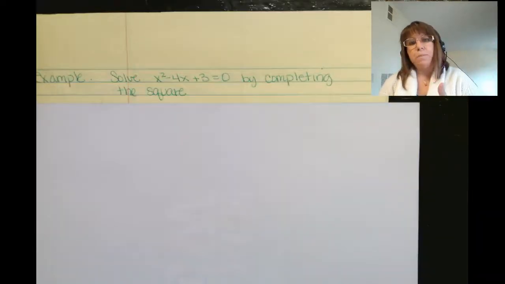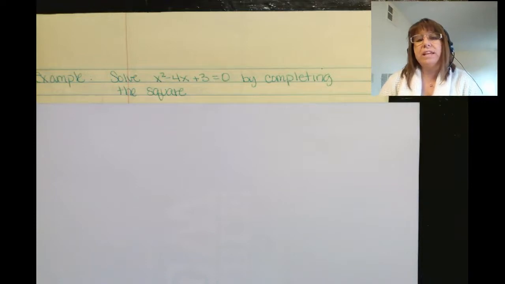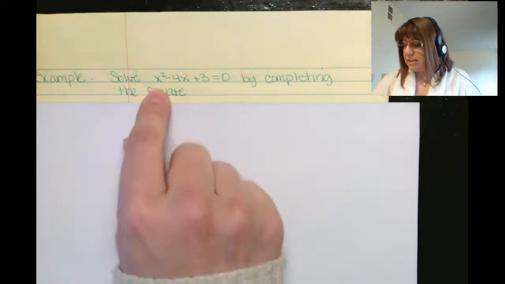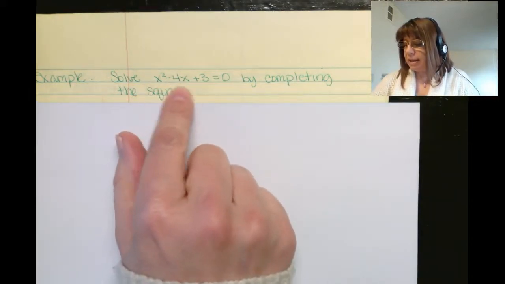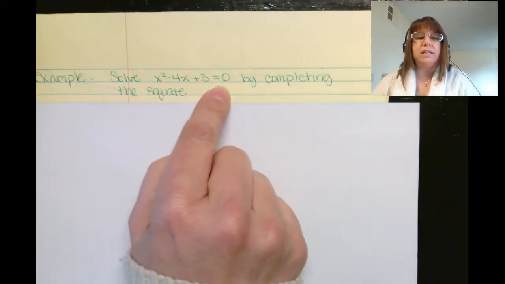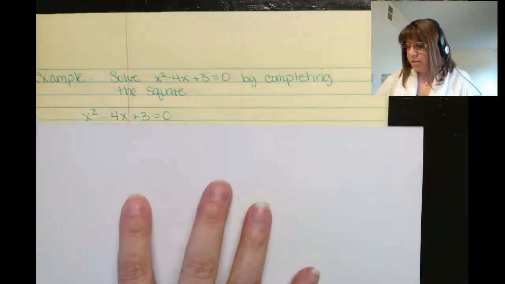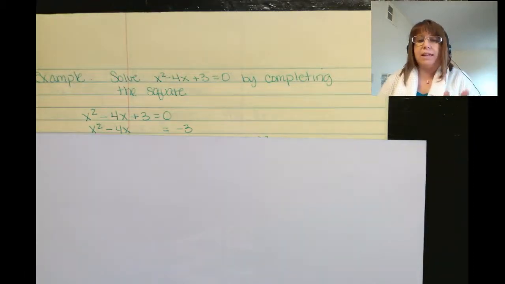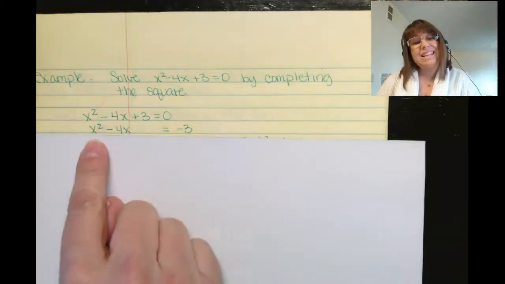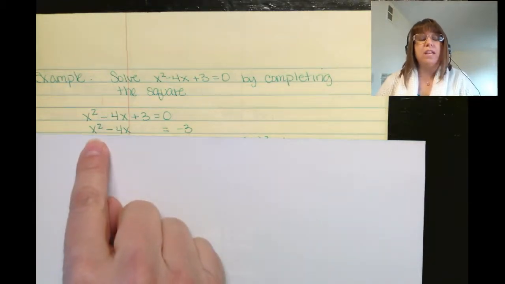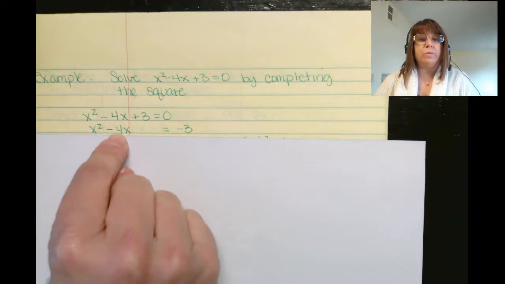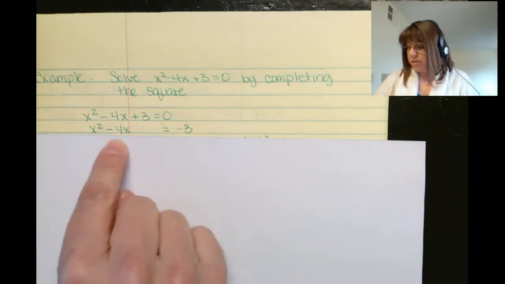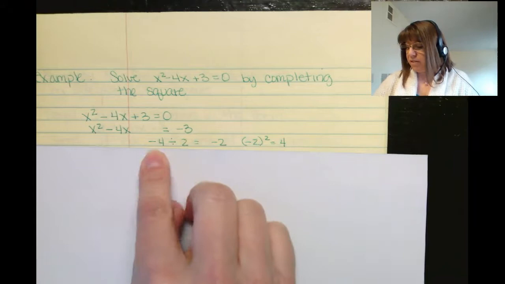How does all of that help us? Well, we can solve a quadratic equation by using this method of completing the square. So let's solve x squared minus 4x plus 3 equals 0 by the completing the square method. The first thing I want to do is move the 3 out of the way, so we can complete the square of the quadratic term and the linear term. Then I'm going to take negative 4 and divide it in half.